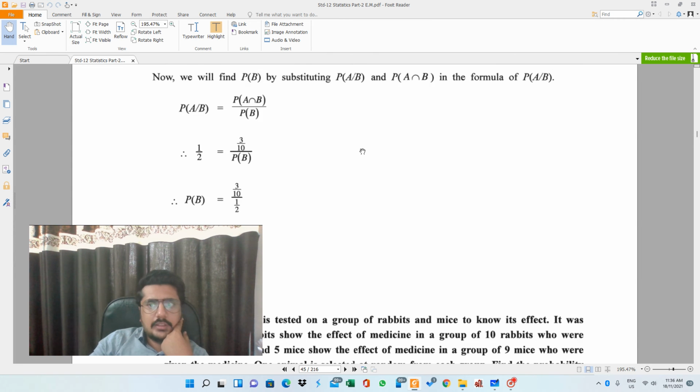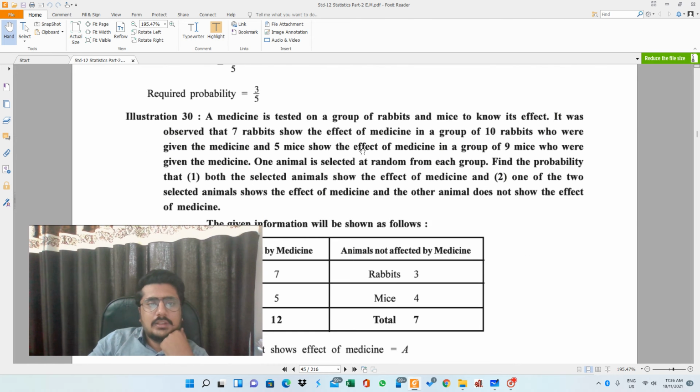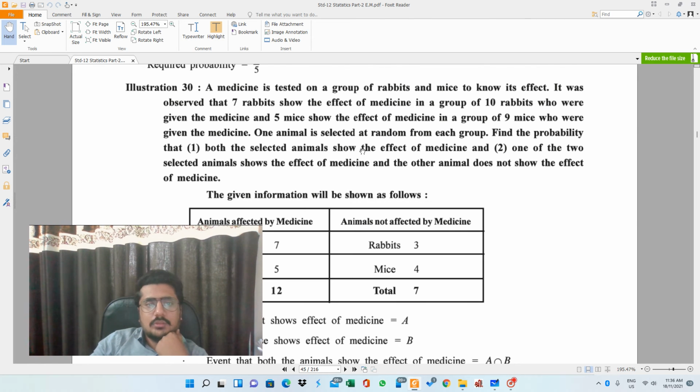We completed illustration 29 in the previous lecture. So now we are doing illustration 30. Let me read the question first. A medicine is tested on a group of rabbits and mice to know its effect. It was observed that 7 rabbits show the effect of the medicine in a group of 10 rabbits who were given the medicine, and 5 mice show the effect of the medicine in a group of 9 mice who were given the medicine.